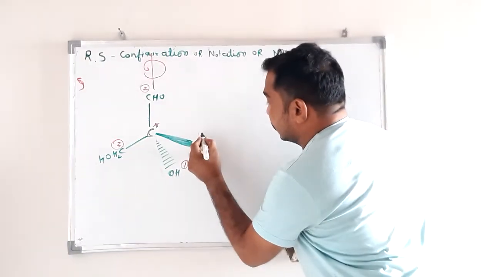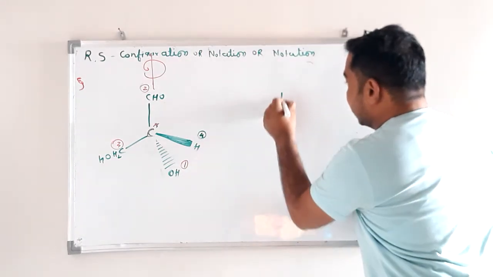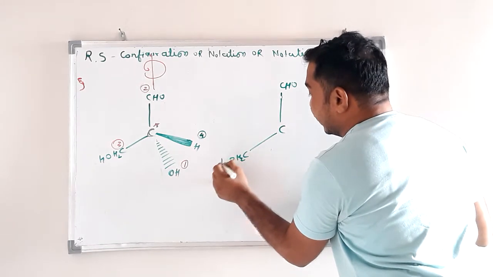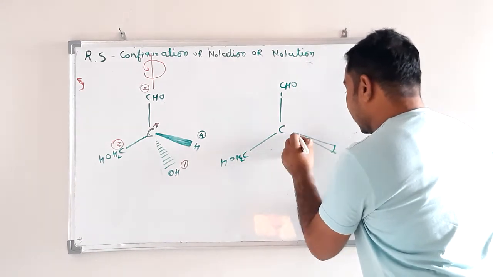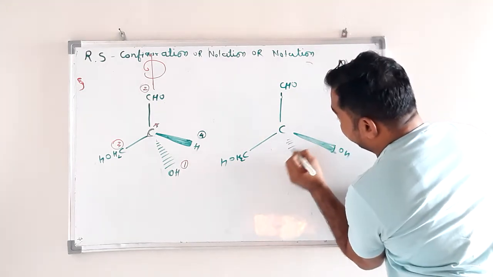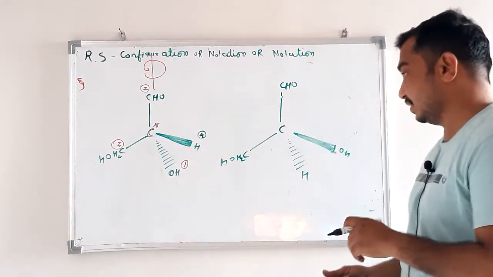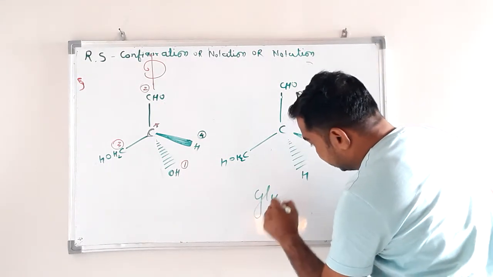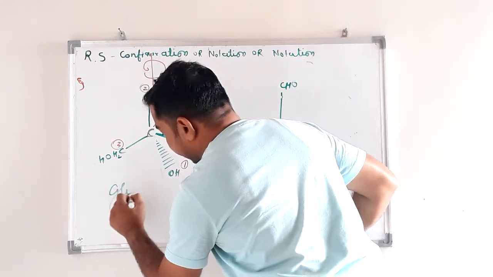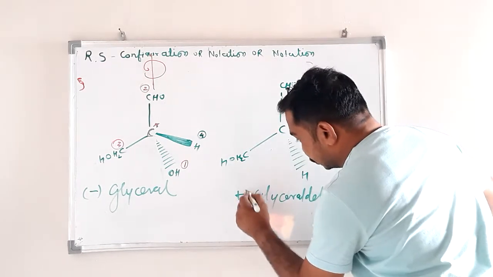So see, the last example was like this, CHO, CH2OH. In that example the OH group is on the front side. Okay, OH group here and H. This was the last example. Its name was glyceraldehyde, and here also glyceraldehyde. Actually this is negative and this was positive.